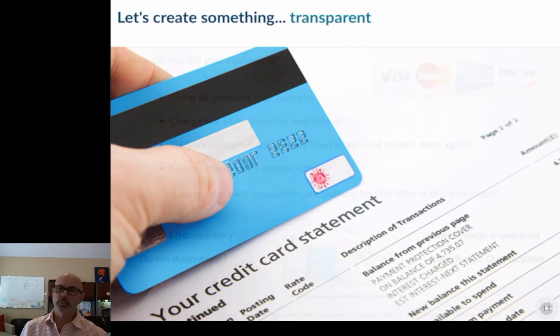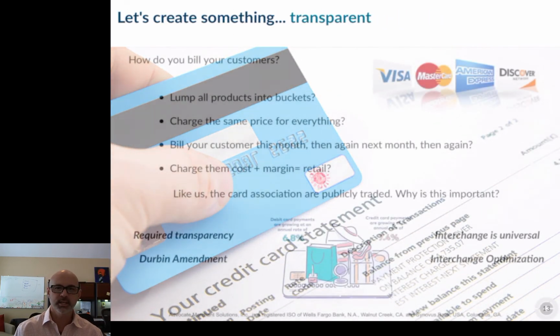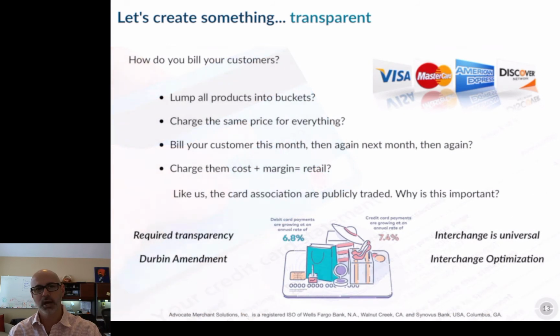So let's talk about your pricing. Transparency is key. So let's first talk about you. How do you bill your customers here? Okay, so you have guitars, you have drums, and you have accessories. Do you only have 3 prices in your entire store?